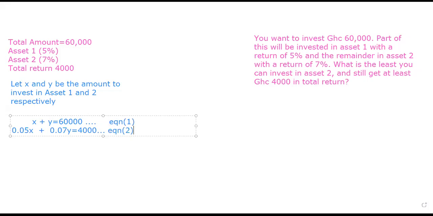So let's make Y the subject. What are we finding? We are finding the amount to invest in asset two, which is Y. So let's make Y the subject of equation one. So we are using the substitution method. So making Y the subject of equation one, we have Y is equal to 60,000 minus X.